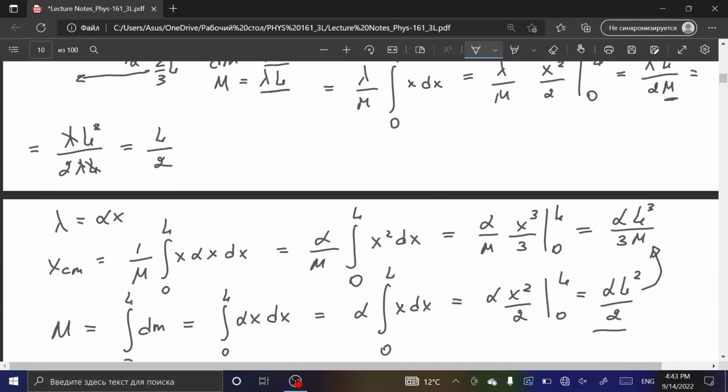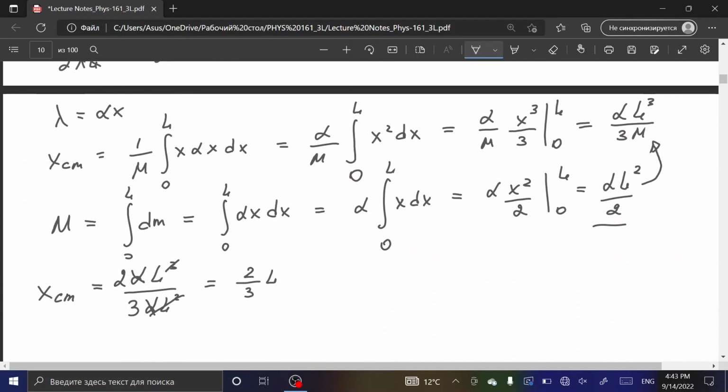So this is an example of how we can apply our equations to determine the position of the center of mass. Obviously, it is a quite simple example, but it provides you a feeling of how this should be done.